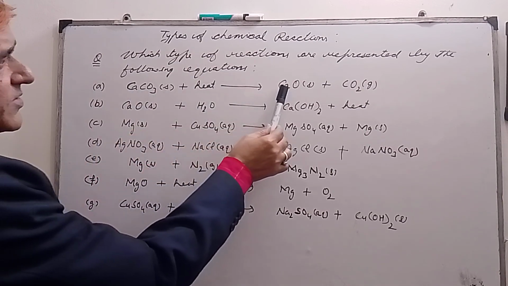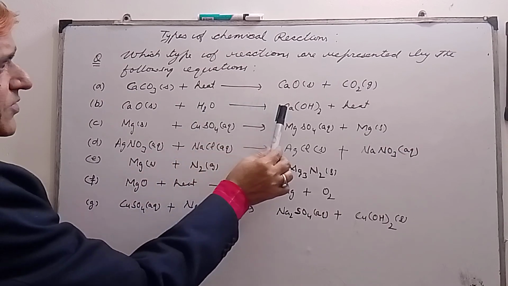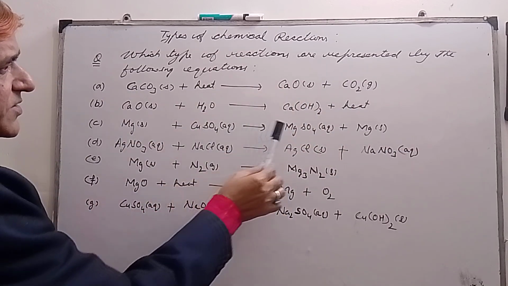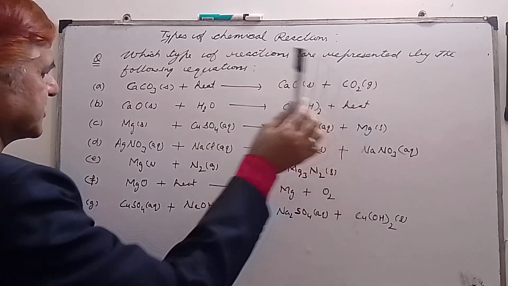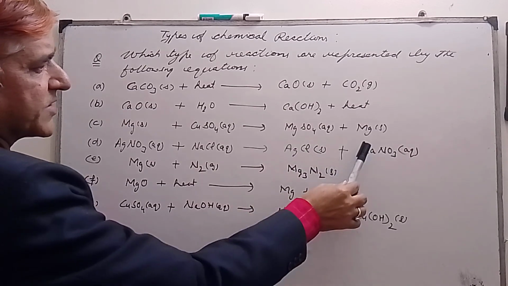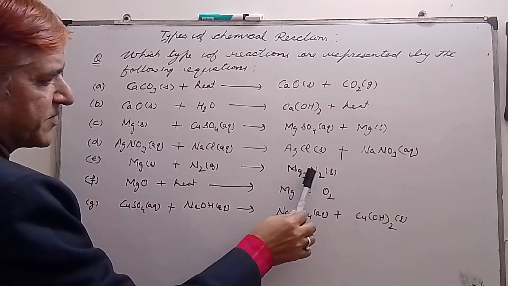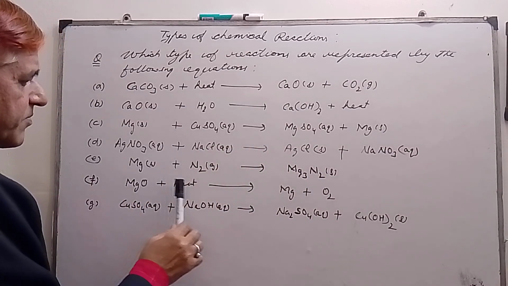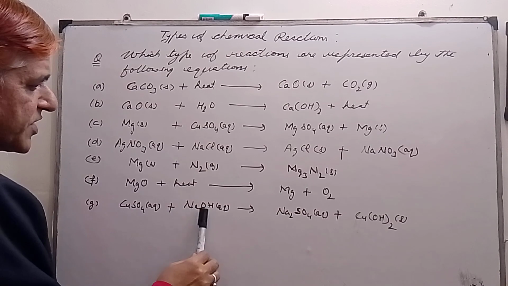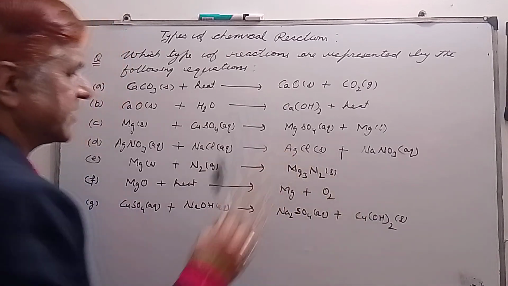calcium carbonate plus heat is equal to calcium oxide plus carbon dioxide. Calcium oxide plus water is equal to calcium hydroxide plus heat. Magnesium plus copper sulfate is equal to magnesium sulfate plus magnesium. Silver nitrate plus sodium chloride is equal to silver chloride plus sodium nitrate. Magnesium plus nitrogen, magnesium nitride. Magnesium oxide plus heat is equal to magnesium plus oxygen. Copper sulfate plus sodium hydroxide is equal to sodium sulfate plus copper hydroxide.